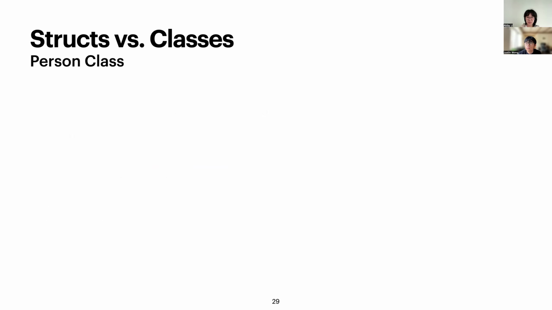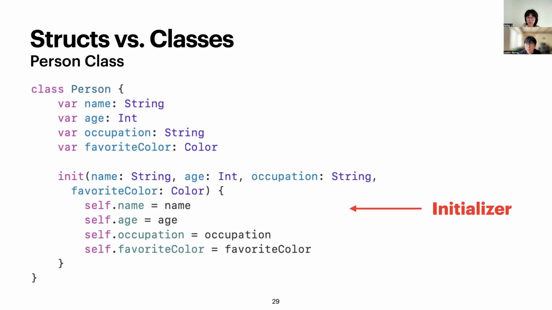So here's the same person model written as a class. Notice that for this class, we explicitly write an initializer. That's already one small sign that classes are a bit heavier than structs.